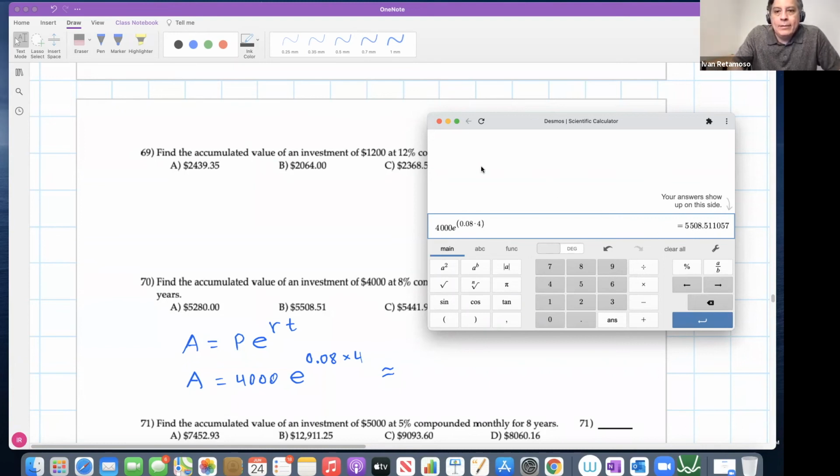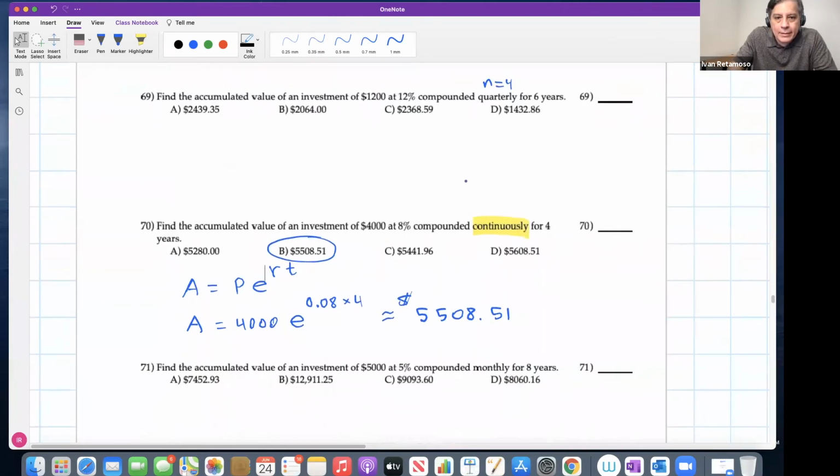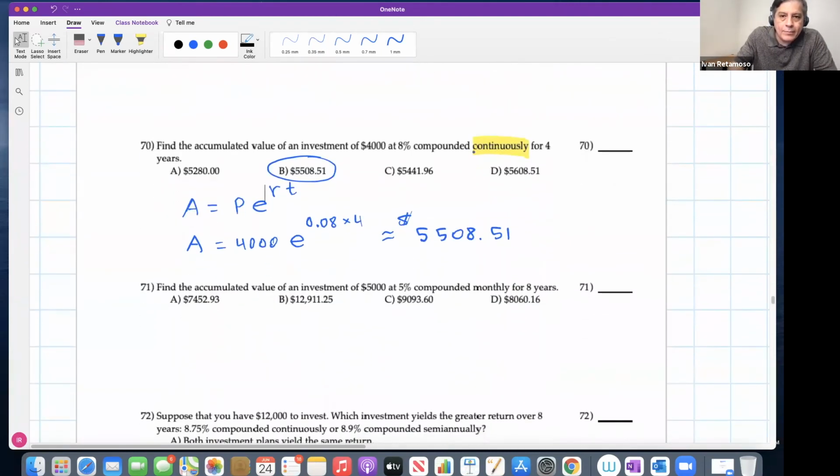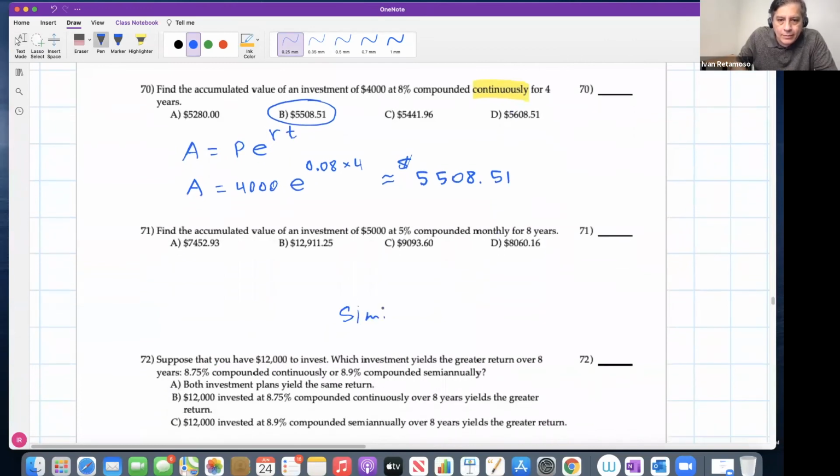5,508.51 rounded to the nearest 100. So this guy is 5,508.51 dollars, and this is this guy. Excellent. So this is an example for interest compounded continuously. Very good. This is similar, so you can do it at home.